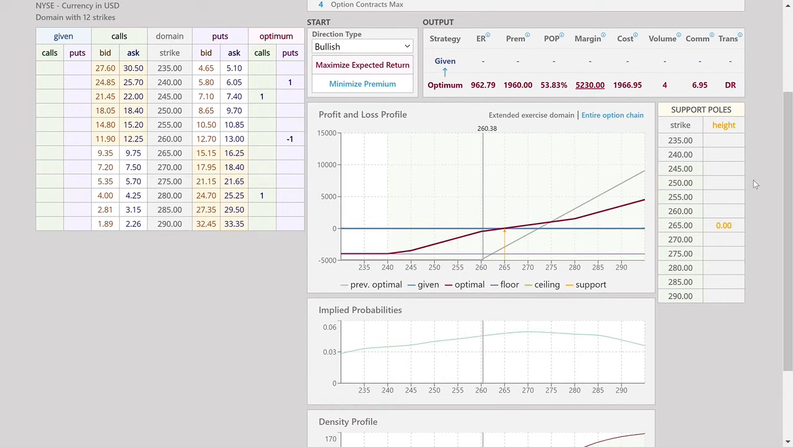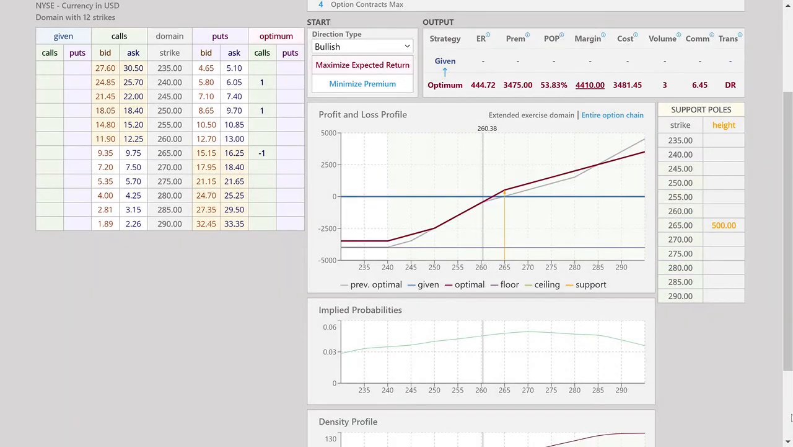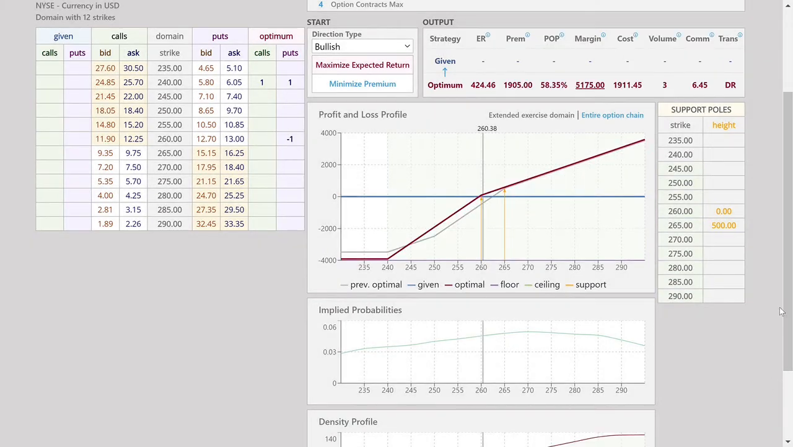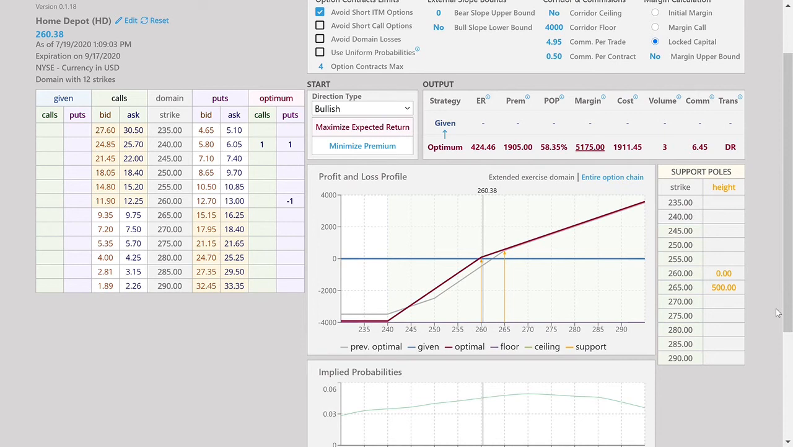Let us try to improve this strategy anyway, by raising this support pole up to the height of $500, and push maximize expected return, and we have an even better strategy. The break-even point here is just $2 away from the current stock price, but let us make it even smaller, even less than the current stock market price. In this case, we should require raising the support pole of height 0 at the strike price of 260, and then the break-even point must be less than the current stock market price. Push maximize expected return, and we have a wonderful strategy that is called in our classification a long call iron heron, and we can trade it right away.